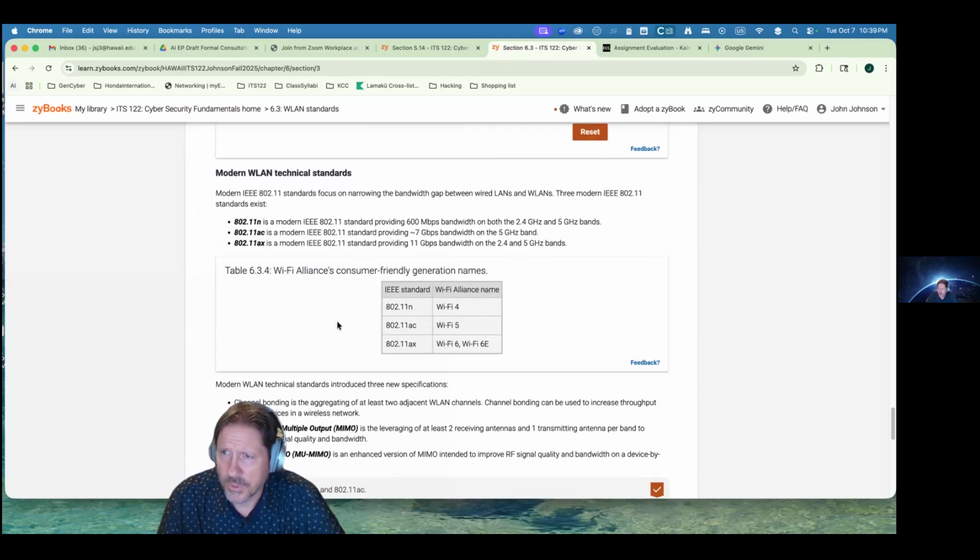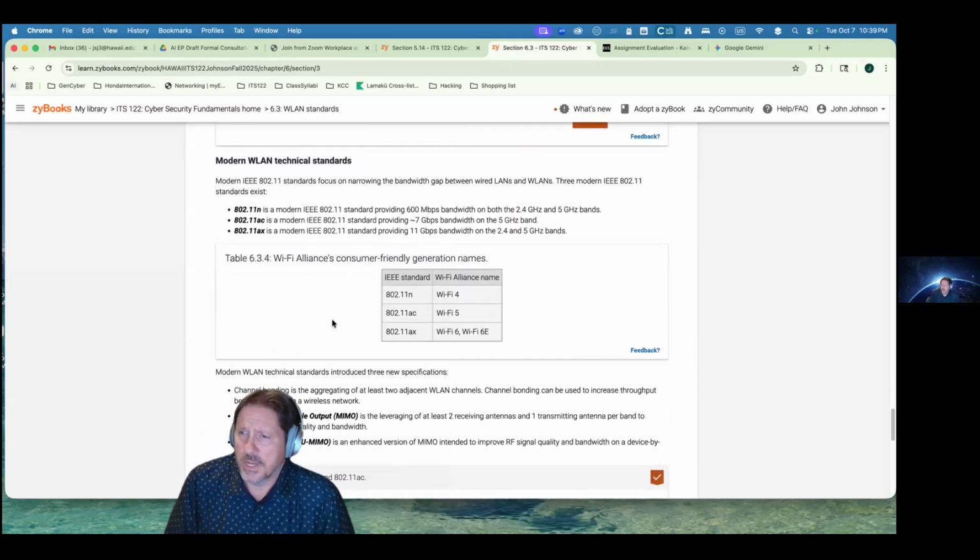Then we have our modern ones. So our modern standards are going to be N, AC, and X. The first one, N, gives you up to 600 megabits per second bandwidth, and it's going to work on both the 2.4 and the 5 gigahertz bands. You've got AC, the standard that provides around 7 gigabits per second bandwidth on the 5 gigahertz band. And then AX provides about 11 gigabits of bandwidth on the 2.4 and 5 gigahertz bands.